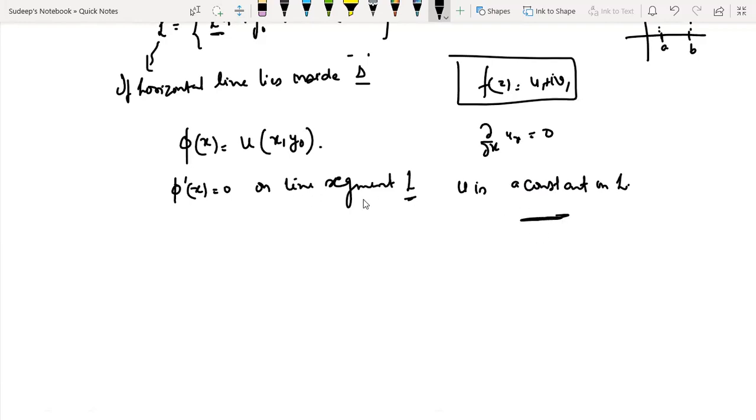I can do this for any arbitrary y naught. Obviously, that y naught must be constrained in the domain D. So for every line y naught, I can do the same thing, and I can always write that u is a constant along any horizontal line.